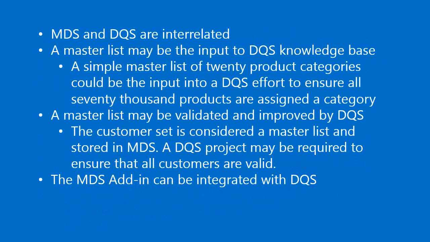You'll find as well that data quality services may have a lookup list. Going back to the customer set, you may want an industry vertical assigned to each customer, and master data services will maintain this list of industry verticals. Data quality services will verify that each customer has been associated with one of these verticals. Okay, so there's a lot of interaction and interdependency between the two tools, master data services and data quality services.